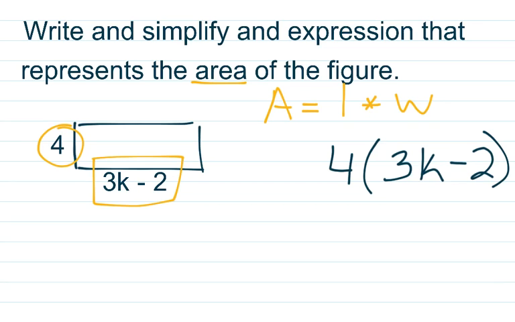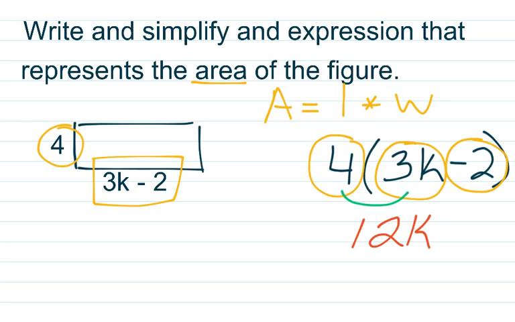Now we're ready to perform our steps. Step 1, circle the pieces. Notice how everything is in a circle. Step 2, distribute. 4 times 3 is 12. The k comes along for the ride. And distribute 4 times negative 2, a positive times a negative, would be a negative 8 in this case. And 12k minus 8 is your simplified answer when you are combining the pieces of this expression.